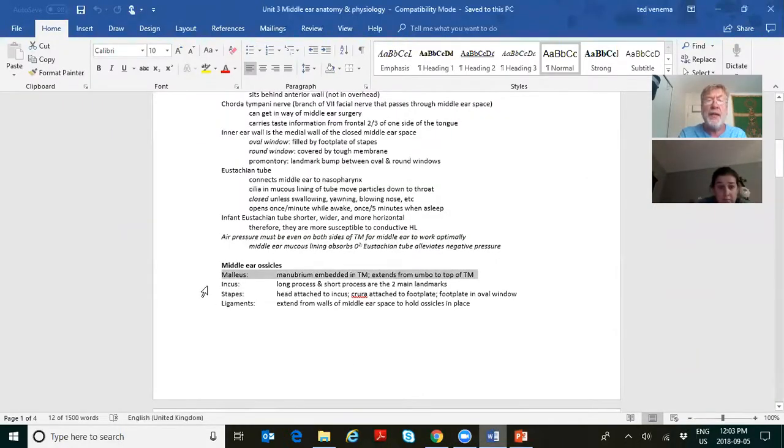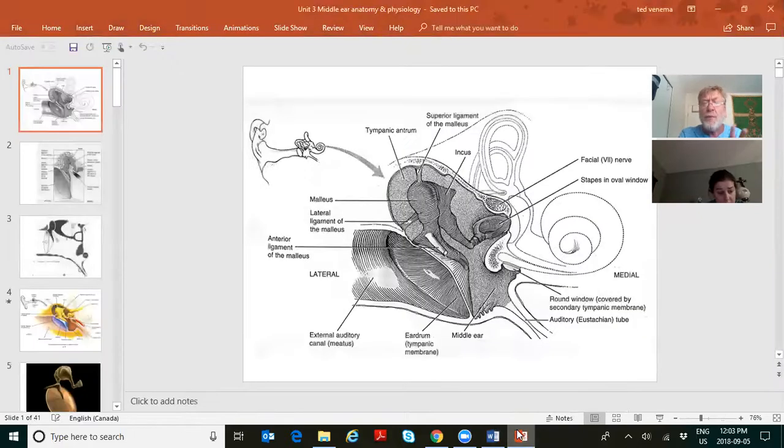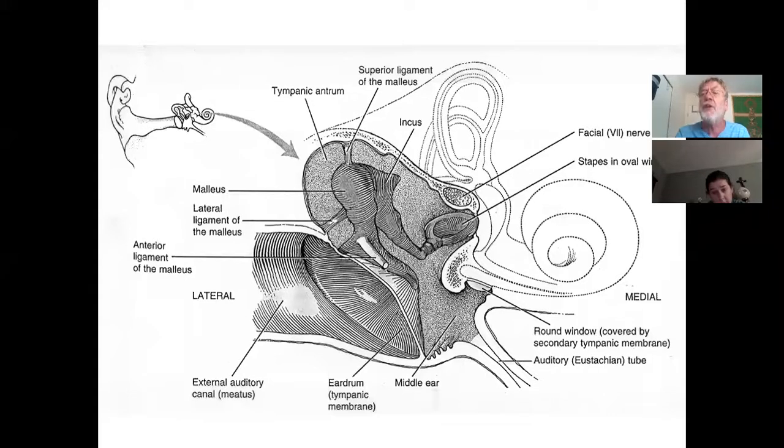And it's written right here: incus, long process, short process. Stapes, the head is attached to the incus. Crura are attached to the footplate. The footplate is in the oval window. And ligaments extend from the walls of the middle ear space to hold the ossicles in place. The best way to think of the three ossicles is as an ossicular chain. They are a unit. They're all stuck together.